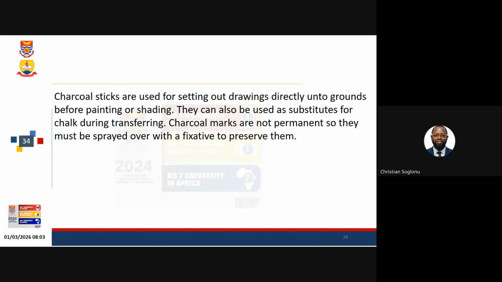So charcoal sticks are used for setting out drawings directly onto the ground. When you hear ground, you get confused. What is this ground we are talking about? The ground is just a preparatory surface that you have made for your drawings on the supports.